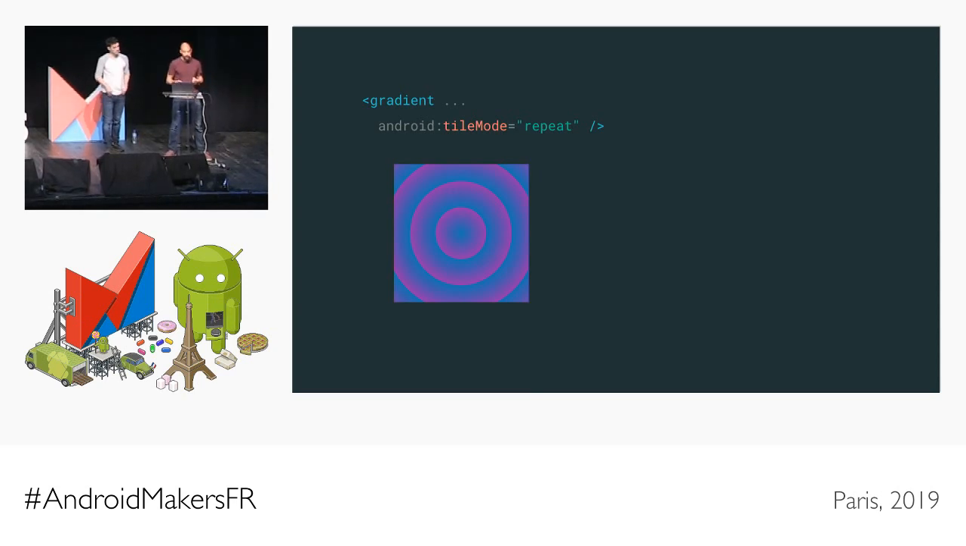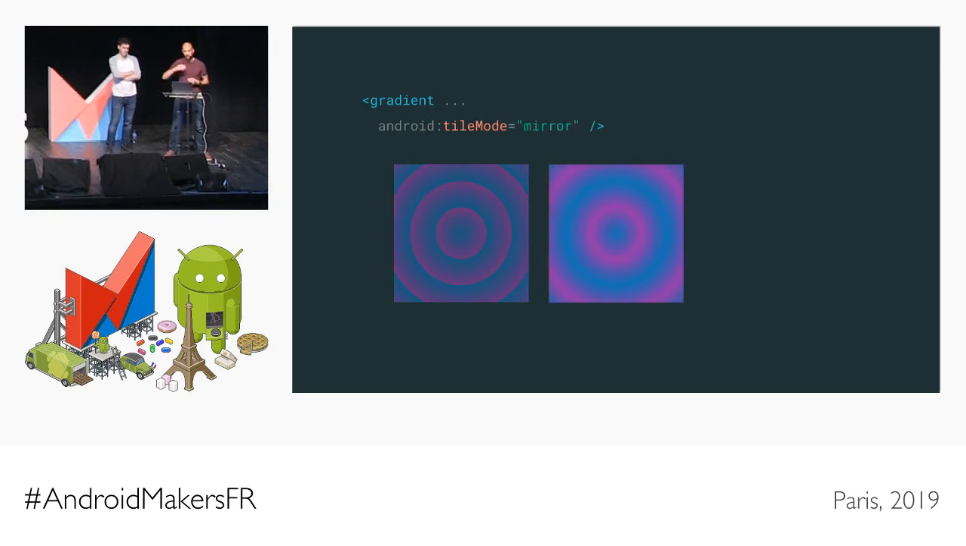Gradients also support a couple of cool features, one of which is tiling. So if you define the gradient so that it doesn't fill the entire shape that you're going to draw it on, you can specify how that gradient should behave. The first one is repeat, which just repeats, going from color 1 to color 2, whatever. The second one is mirror, so it goes from color 1 to 2 to 1 to 2. Or the default behavior is clamp, so just continue at the end color.